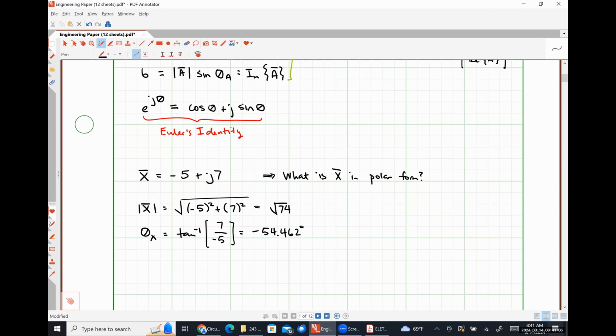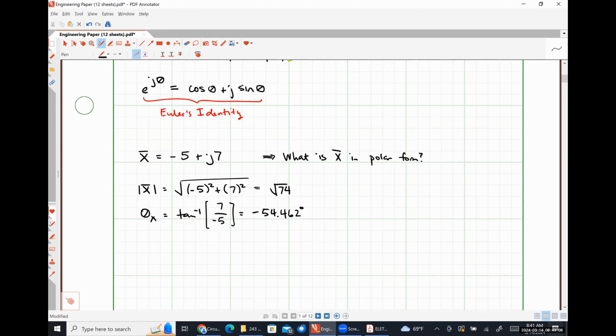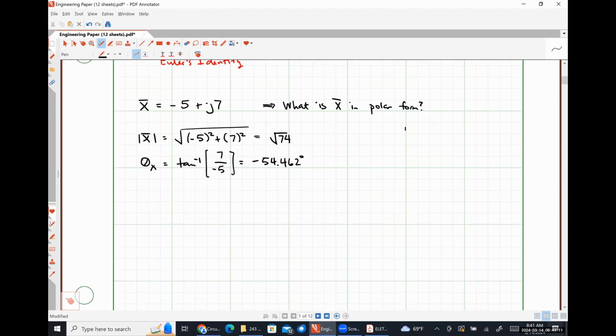Because the angle is negative. Absolutely. So if we were to plot x on the complex plane, where this is our real axis and this is our imaginary axis, we know that we should go out roughly 5 units to the left in the real direction because it's -5, and then 7 units up, which would be somewhere about here. So this is where, what the hell is happening?